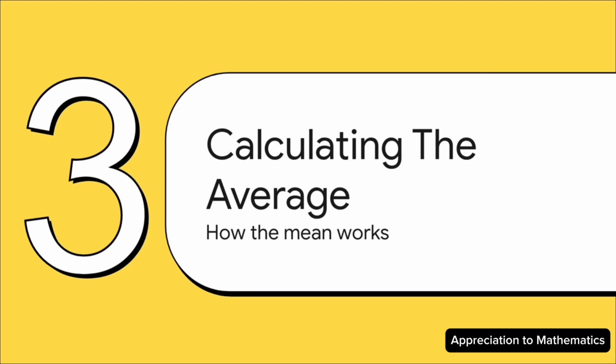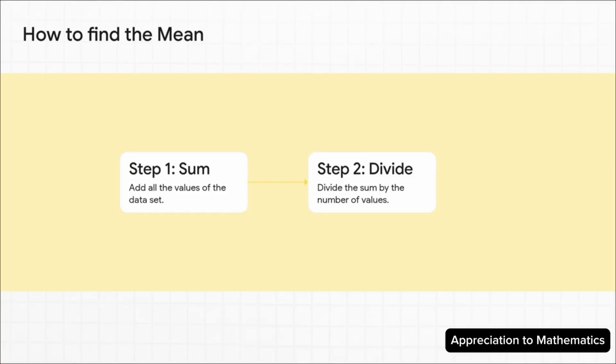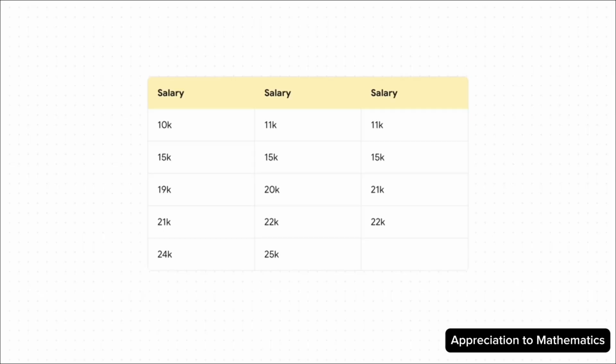Now let's pop the hood and see how it's actually calculated. Don't worry, it is remarkably simple. It's really just a simple two-step process. First, you add up every single number in your set to get a grand total. Second, you divide that total by the number of values you have. That's it. Sum, then divide. Let's walk through it with a new example.